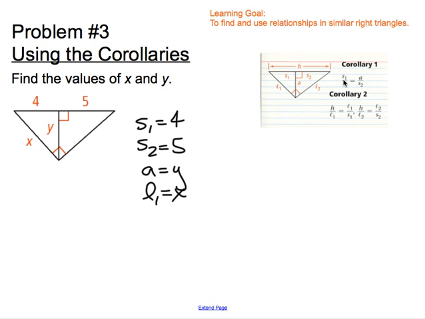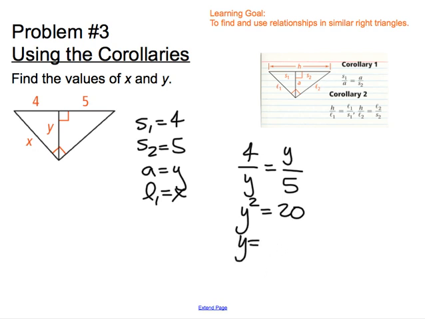So if I try to fill in corollary 1, I have S1, which is 4, over A, which is y, equals A, which is y, over S2, which is 5. So cross multiplication in this case, I have y times y, which is y squared, equals 4 times 5, which is 20. And if I take the square root of both sides, I get y equals the square root of 20. And since that's 4 times 5, I'm going to write this as 2 times 2 times 5, and pull the pair of 2's outside, so y equals 2 times the square root of 5.